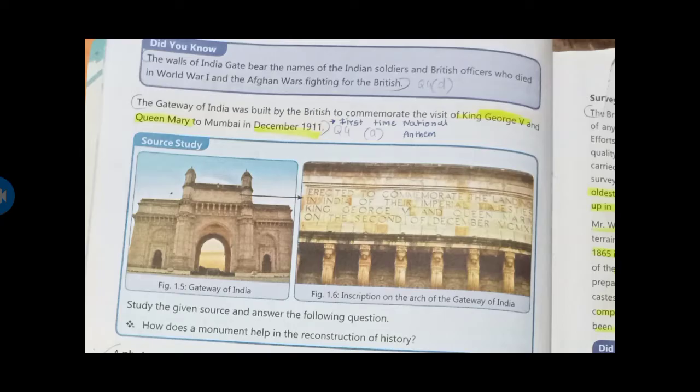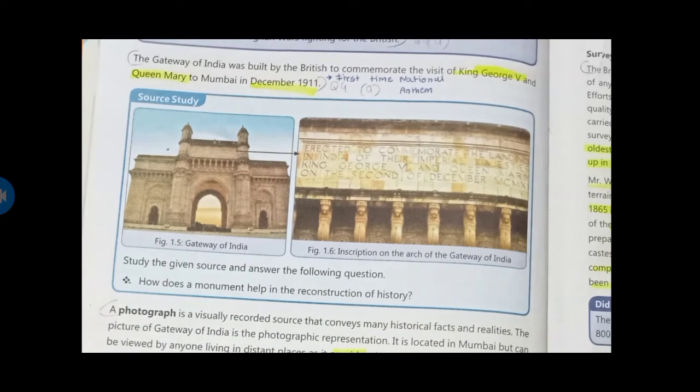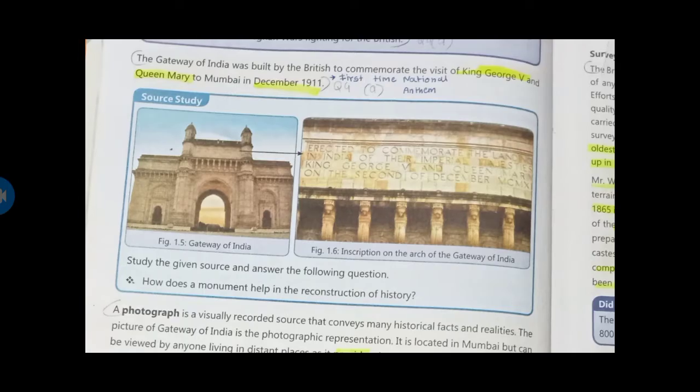If you want to see it, it is at New Delhi. You can go. It was built to commemorate the soldiers who sacrificed their lives. Their names were written on the wall. Now the Gateway of India was built by the British to commemorate the visit of King George V and Queen Mary to Mumbai in December 1911.